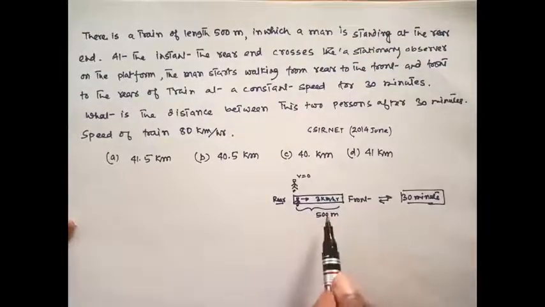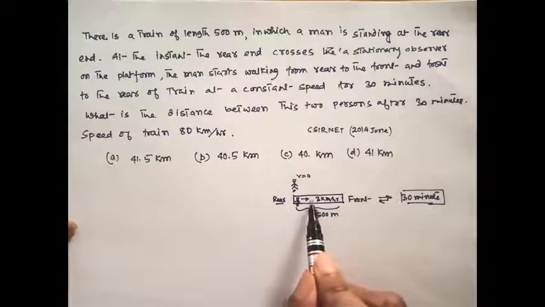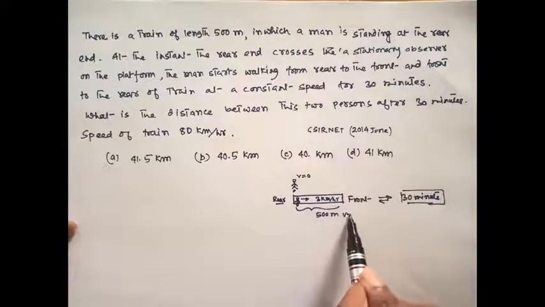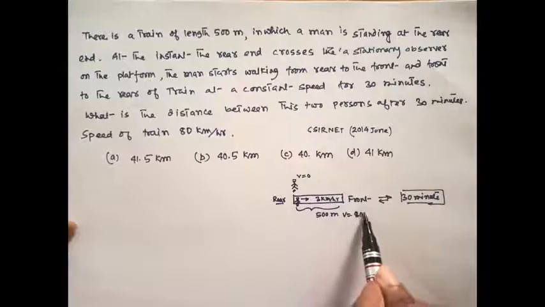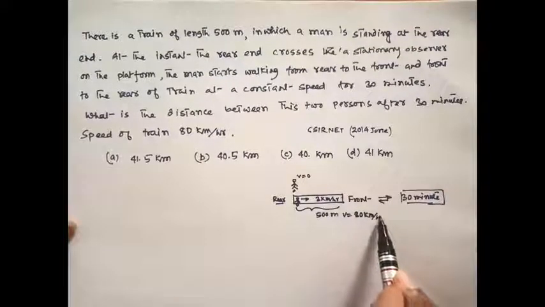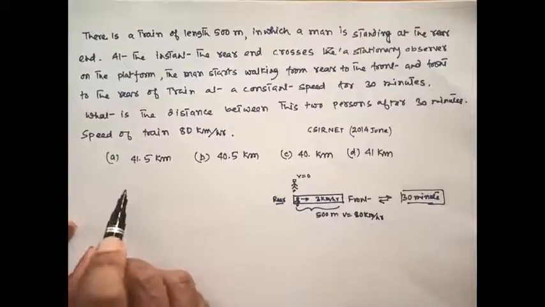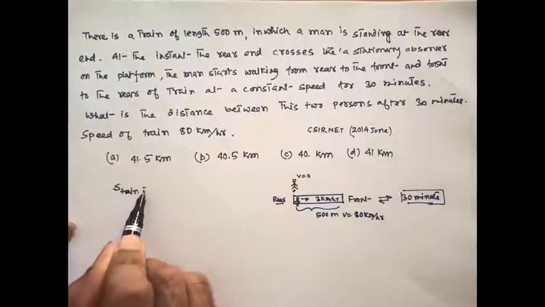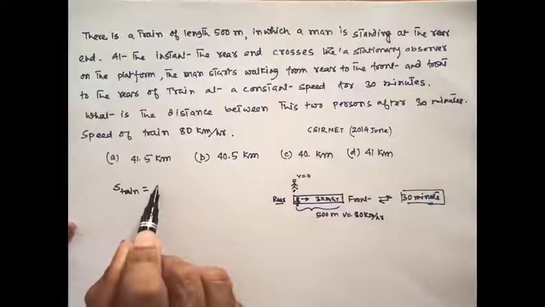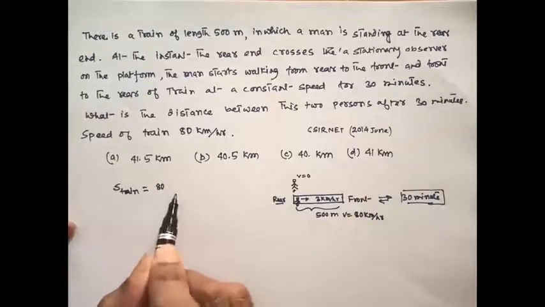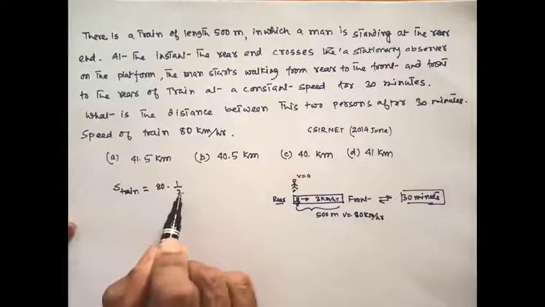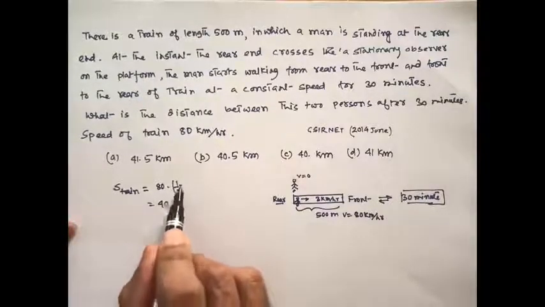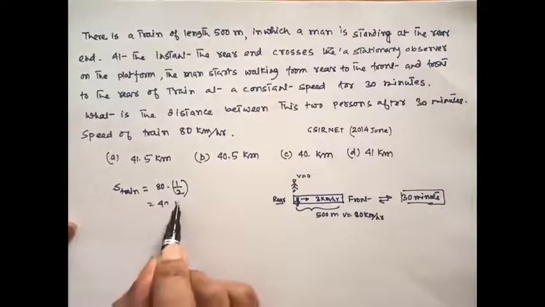It is also given that the velocity of the train is 80 km per hour. So in 30 minutes, the distance traveled by the train will be 80 into half, because 30 minutes is half an hour, so it will be 40 km.